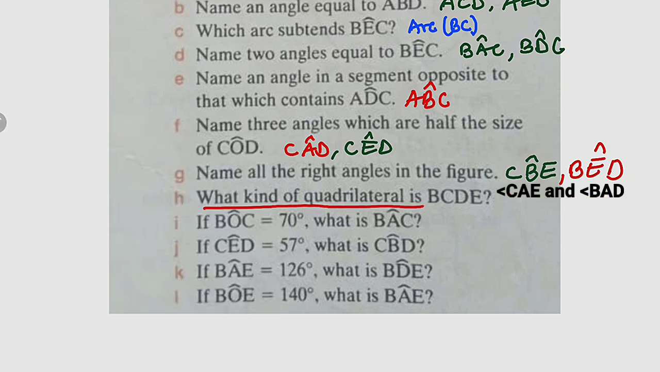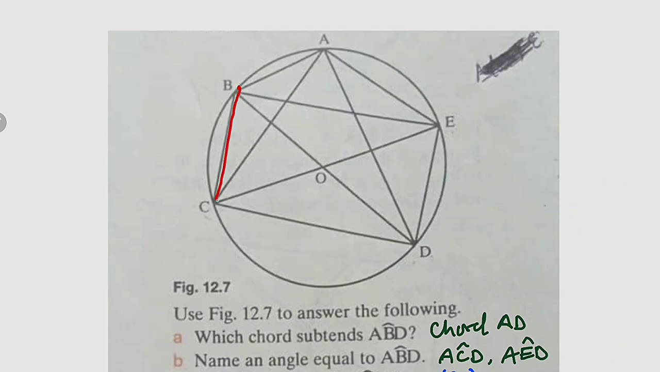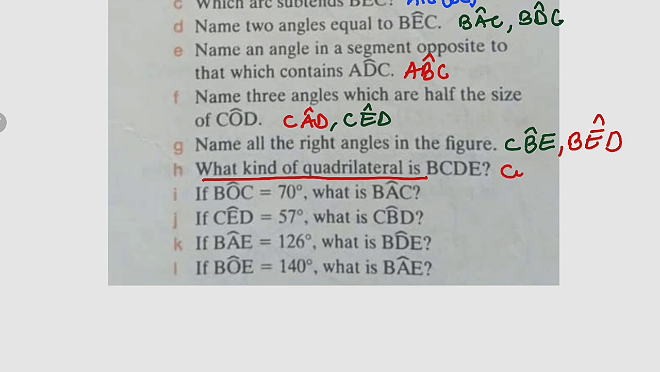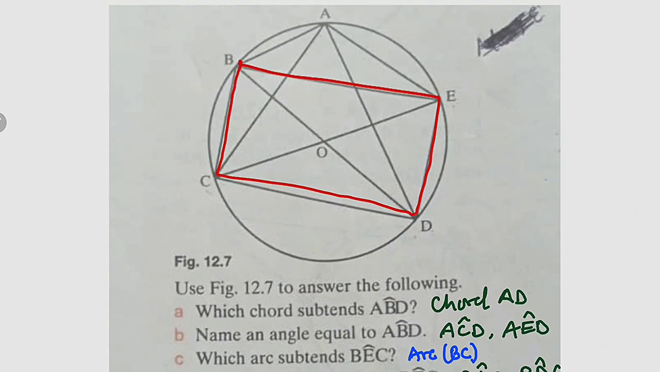What kind of quadrilateral is BCDE? Okay, we are talking about this quadrilateral. This quadrilateral is a cyclic quadrilateral. A cyclic quadrilateral is a quadrilateral which is inscribed in a circle and all the vertices are touching the circle. You can see it has 4 vertices. All of them are touching the circumference of the circle. So it is a cyclic quadrilateral.